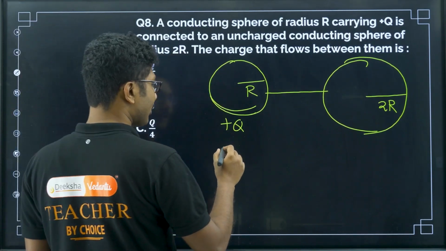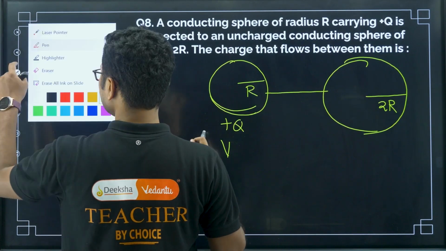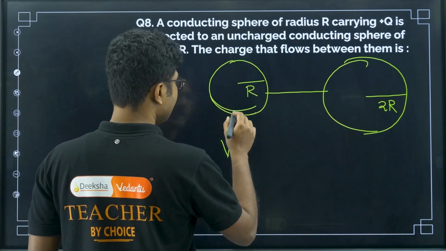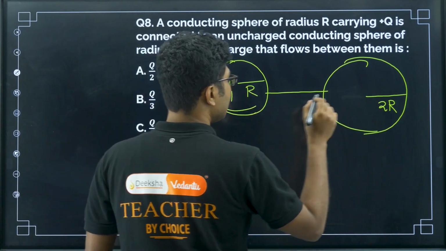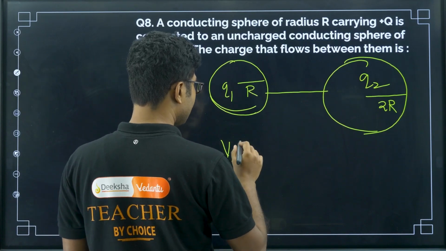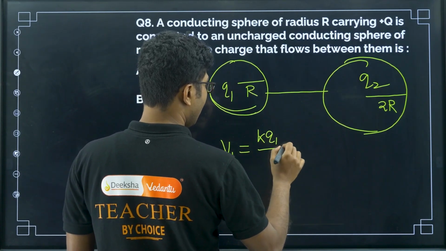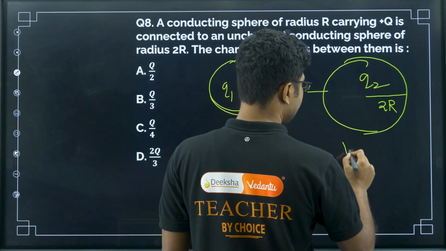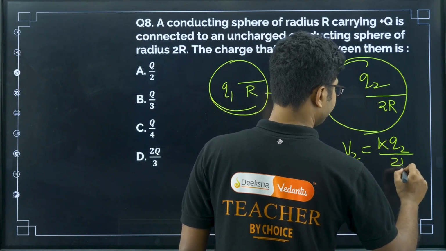Now what is the initial potential of this? Initial potential is not important in this case. Suppose after the exchange of charges, this becomes Q1 and this becomes Q2. It has now Q1 charge. So what is the potential of this sphere? K Q1 by capital R. That is the potential of a sphere, right? For this, V2 will be K Q2 by 2R.